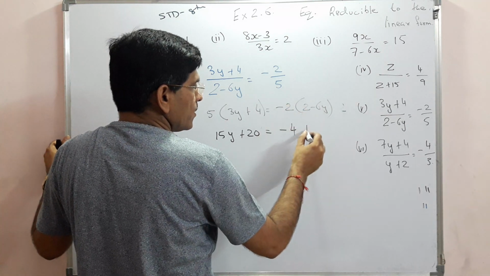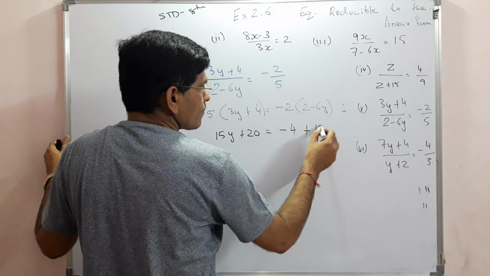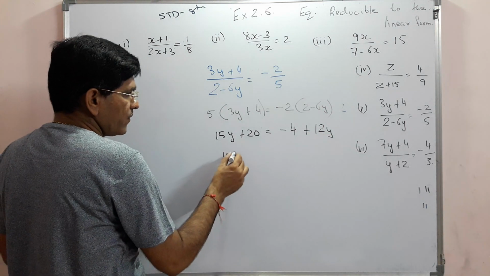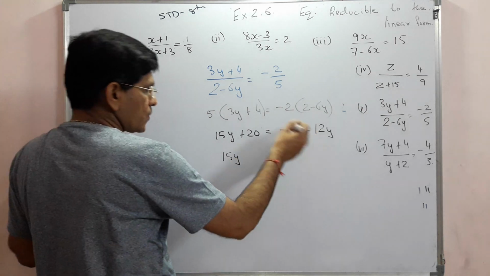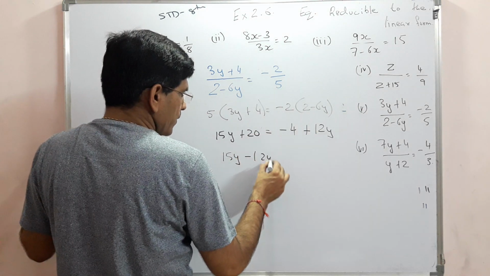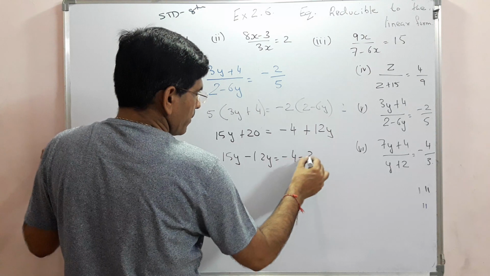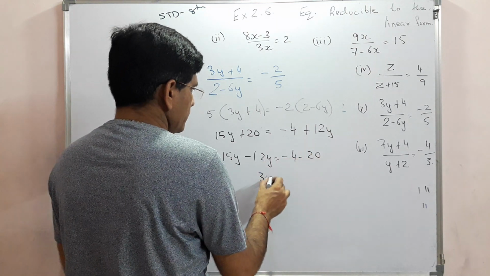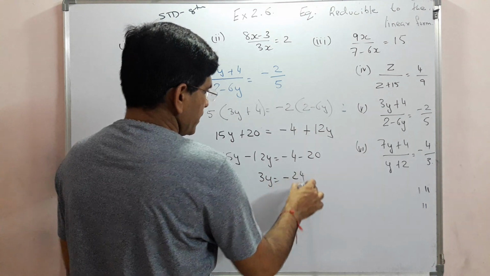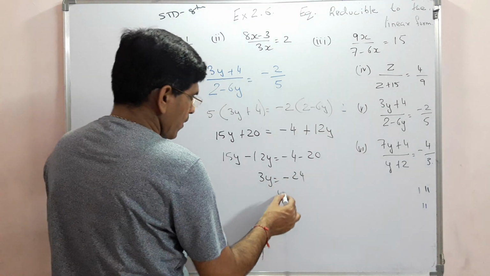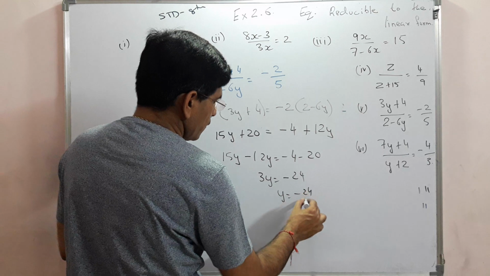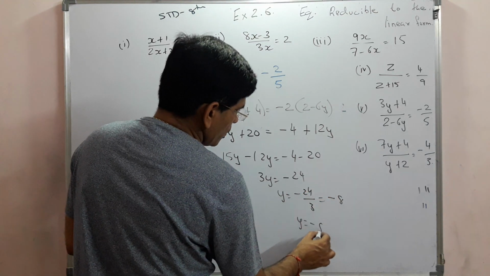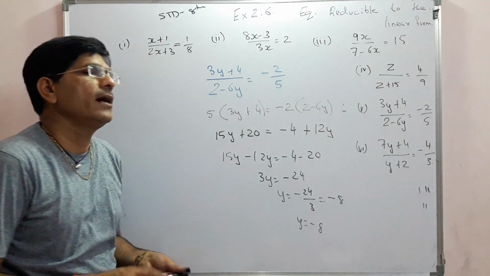Minus minus plus 6 to the 12y. Now what is our plan? Like terms we have to collect at the same time. Plus 12y should become minus 12y. So minus 4 minus 20. So 15 minus 12, that is 3y is equal to minus 24. So y is equal to minus 24 upon 3, that is minus 8. So minus 8 is our correct answer.